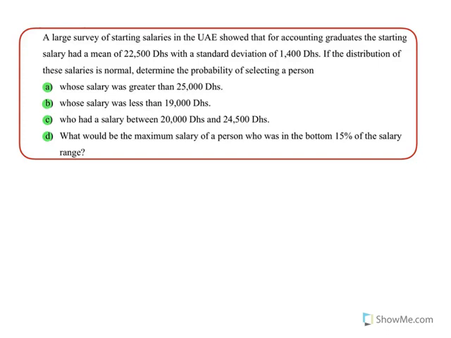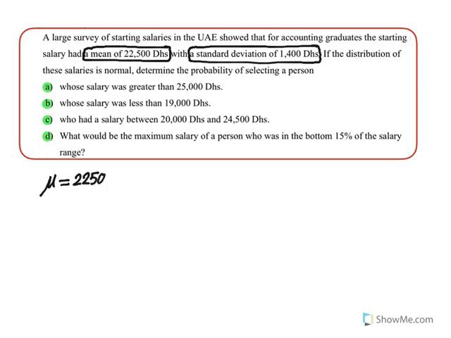Okay, in this question, it's given to you that a large survey of starting salaries in the UAE showed that for accounting graduates, the starting salary had a mean of 22,500 dirhams and a standard deviation of 1,400 dirhams. So immediately from this, I'm going to write here that the mean is 22,500 and the standard deviation is 1,400.